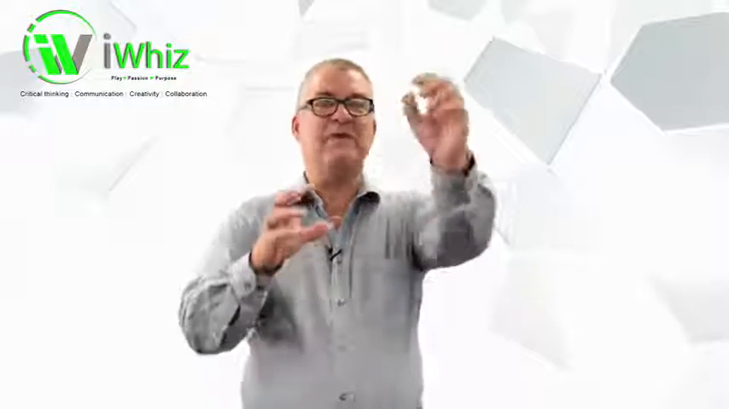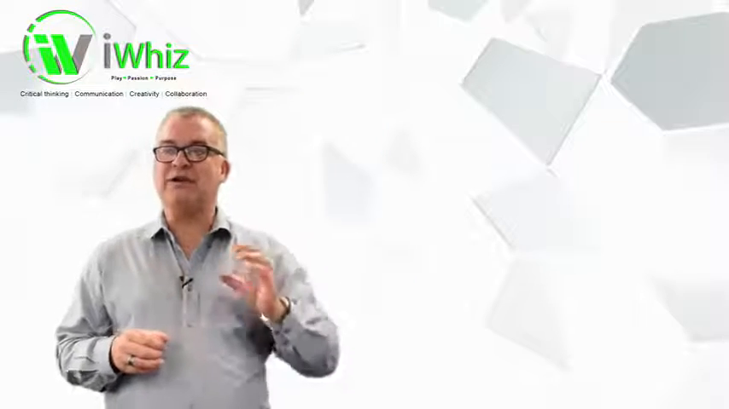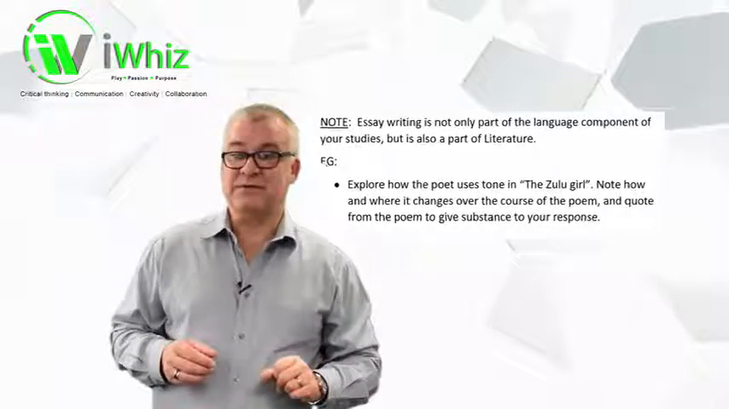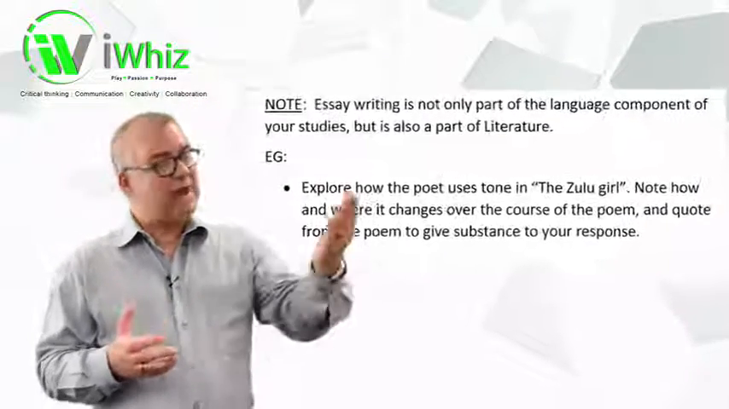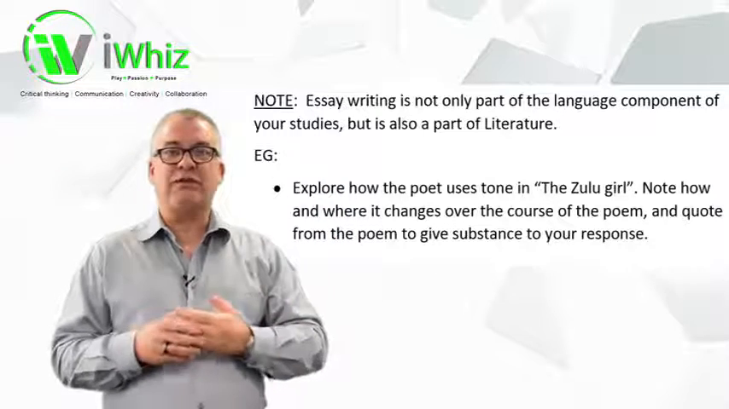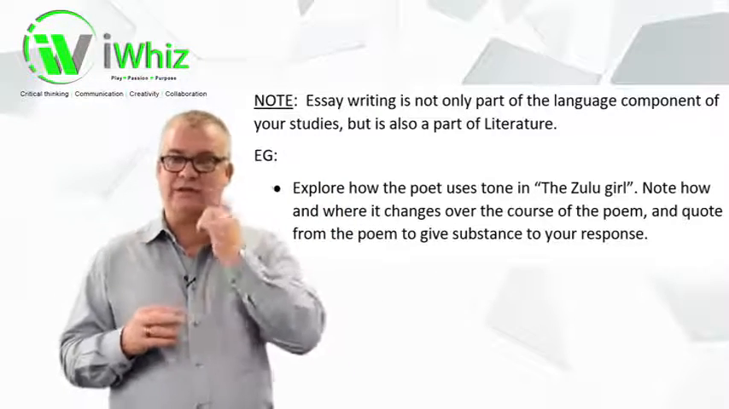What I'd like to do with you now is go through the questions based on the literature, because that will give a good example of how we extract information in order to write an essay. So the first question was, explore how the poet uses the tone in the poem The Zulu Girl. Note how and where it changes over the course of the poem, and quote from the poem to give substance to your response. So now you will have a copy of Roy Campbell's The Zulu Girl with you. You read through it and you'll start to recognize and feel things.